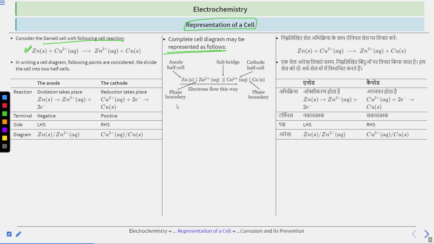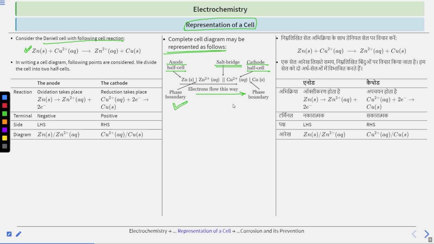This line is the phase boundary. Okay, this is known as the phase boundary. So between zinc and Zn2+ aqueous, the phase boundary is present. The double line is showing the salt bridge representation, and it is giving us Cu2+, phase boundary, copper solid. Okay, and this one on the left hand side is the anode half cell, this one on the right hand side is the cathode half cell, and the flow of electron is in this direction, in this way.